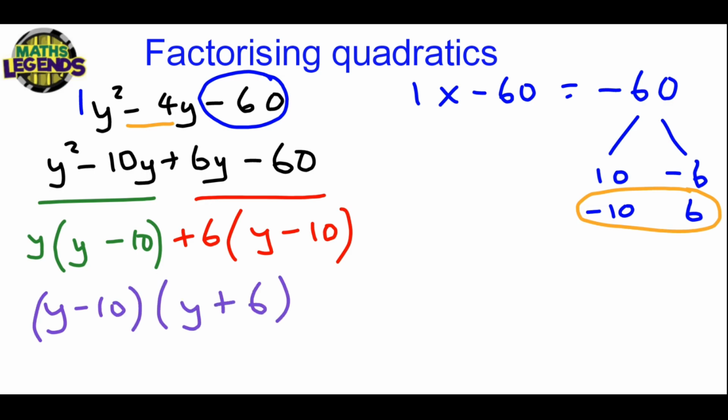So it's important to keep track of the signs. If you're trying to sum up to a minus, it must add up to a minus as well. Let's look at another example.